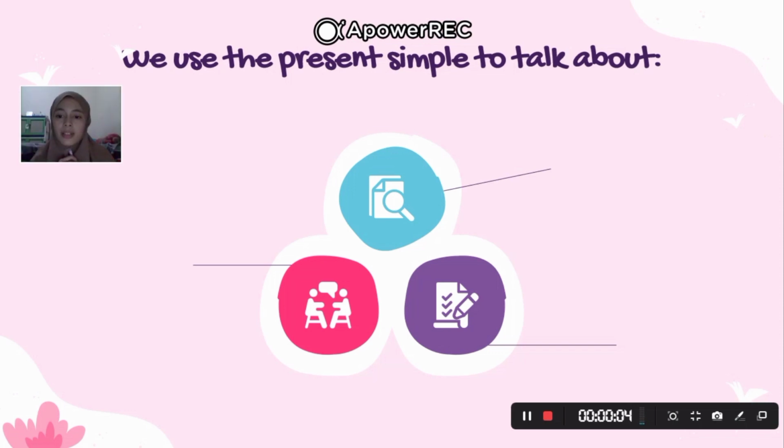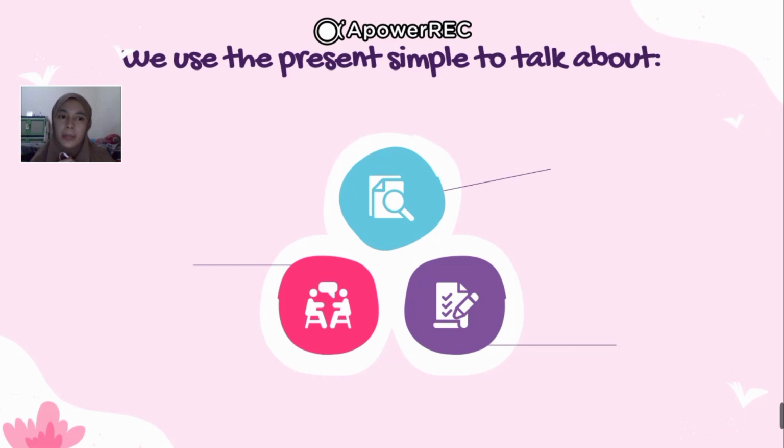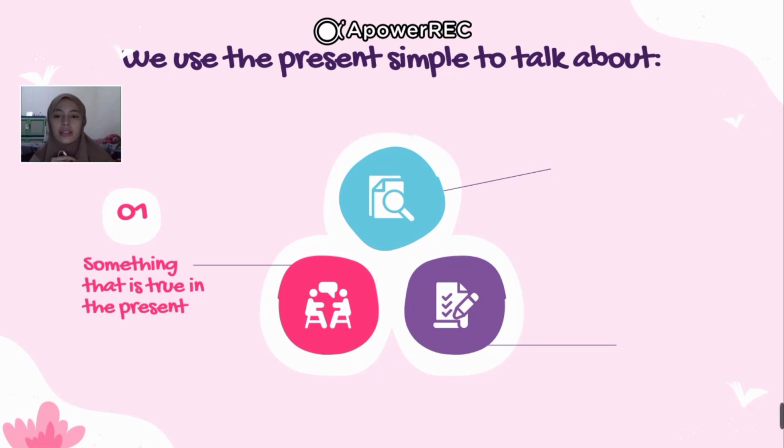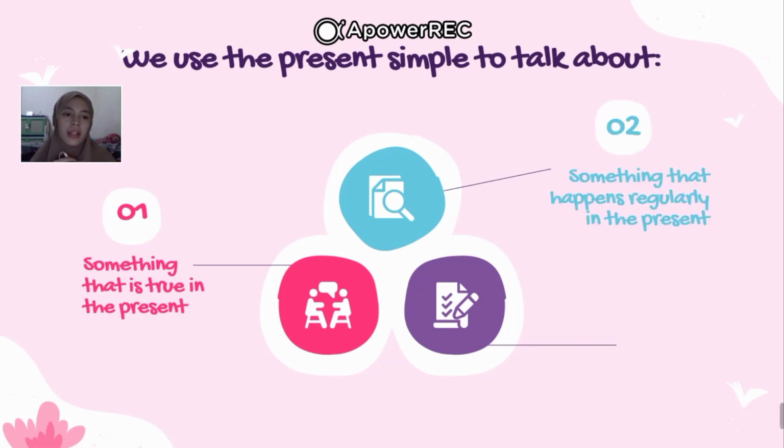So let's continue to the next slide. We use the present simple to talk about something that is true in the present. Like I am a 19 years old girl, or you are a student. She lives in London, like that. Second, something that happens regularly in the present. For example, I play football every weekend. I eat bacon every morning, like that.